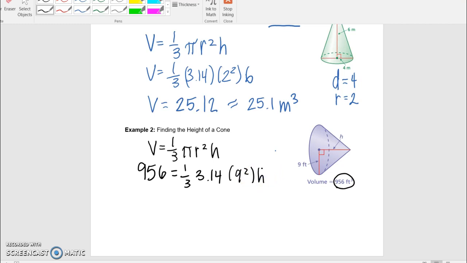Now, I'm going to multiply everything I have on the right side together, and the left side, this 956, will stay the same. So when you plug that into your calculator, you end up with 84.78 times the height. And you should remember from solving equations that if you're multiplying your unknown value, to solve for it, you have to divide.